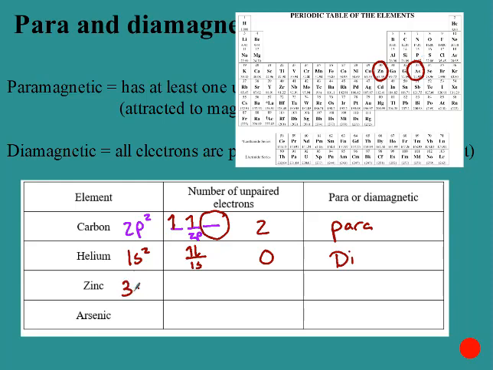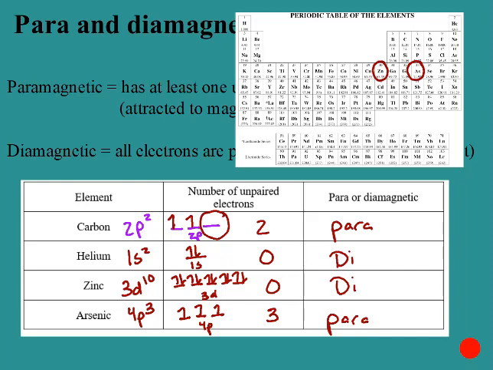So zinc was 3d10. So D has 5 different orbitals. So 1, 2, 3, 4, 5, 6, 7, 8, 9, 10. So again, it has 0 unpaired, so it's going to be diamagnetic. And then arsenic is 4p3. So P had 3. And that's 1, 2, 3. So it's got 3 unpaired electrons. Because it has at least 1 unpaired electron, it's going to be para.